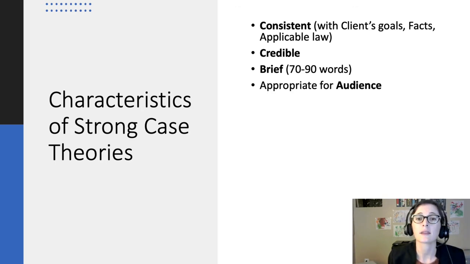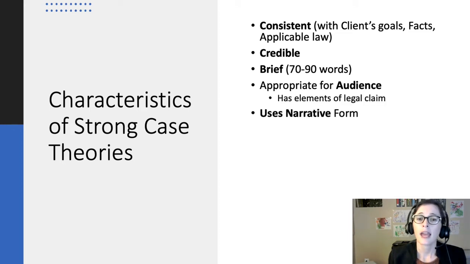Next, a case theory is appropriate for your audience. The type of case theory you put forward might be different for a jury trial versus a bench trial. And you always want to be thinking about the legal case and the legal elements. And then lastly, it uses narrative form.